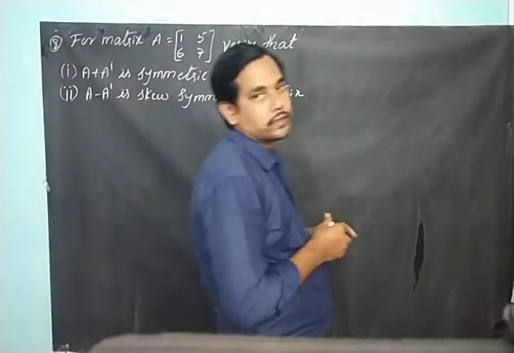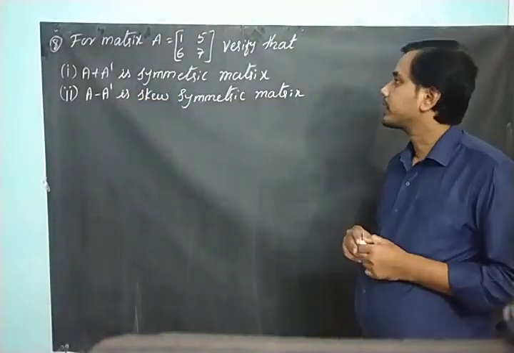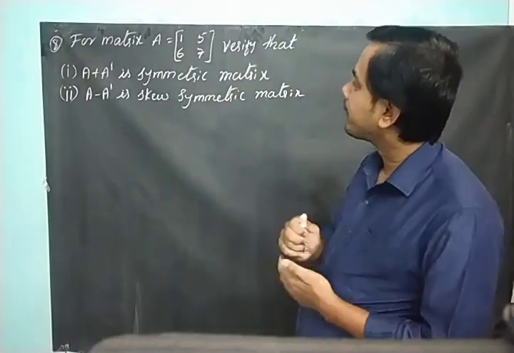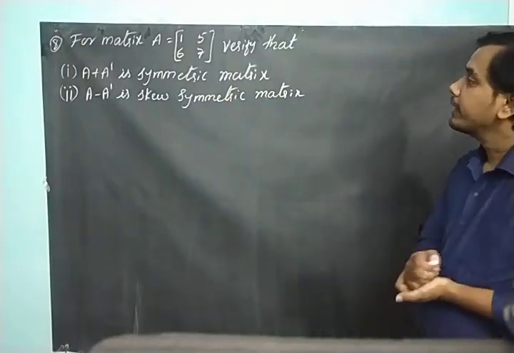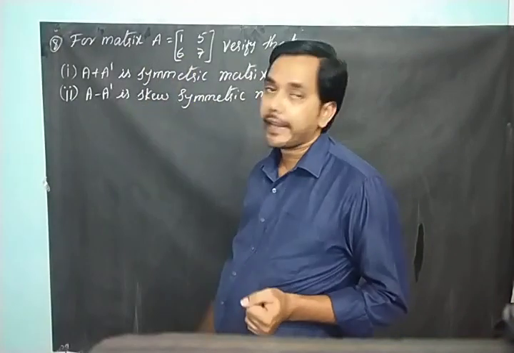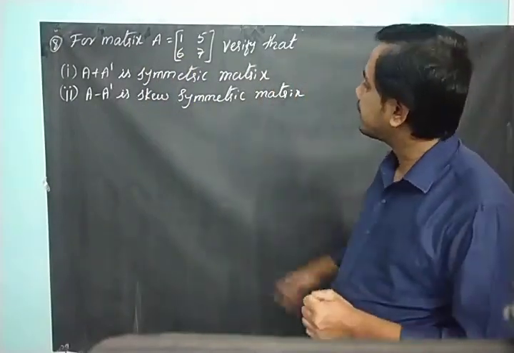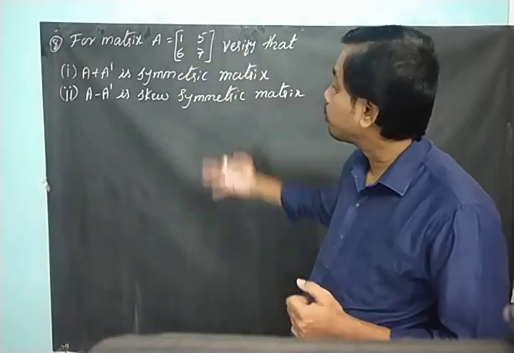So friends, I hope the previous problem was clear. Let us move on to the next one, that is problem number 8. So what is there in this one? They have given a matrix A, which is a 2 cross 2 matrix, and they have asked us to verify two properties or two identities.